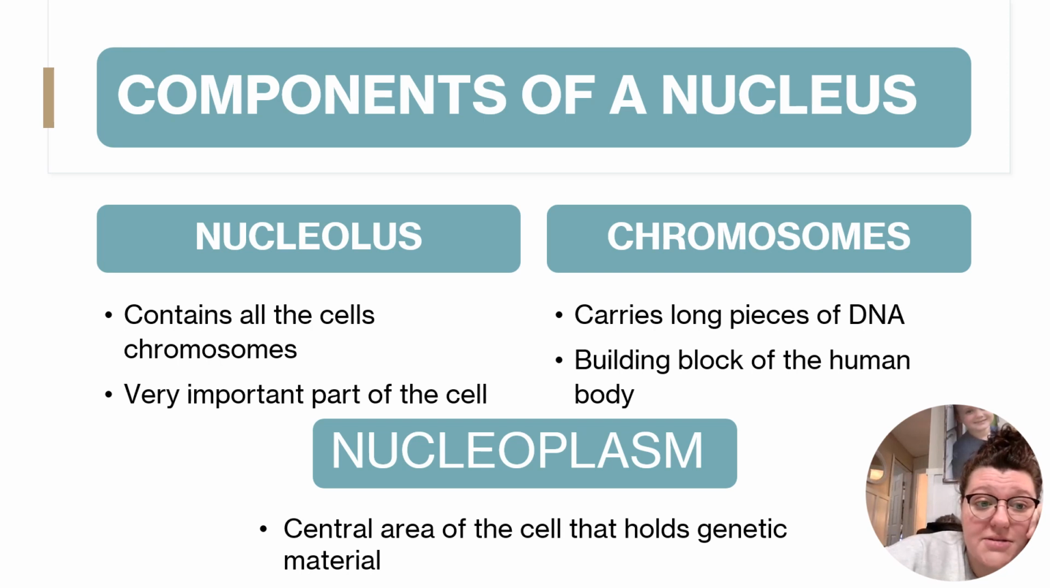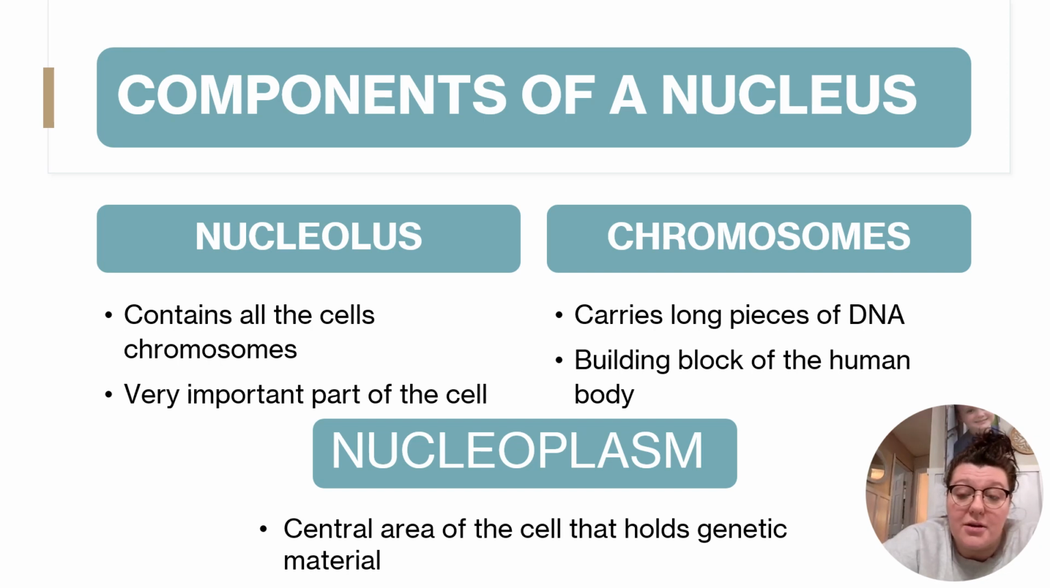Next we have the nucleolus, and this contains all the cell's chromosomes. And the nucleolus is actually a very important part of the cell. That's because chromosomes are the parts of the cell that carry our long pieces of DNA. And chromosomes are the building block of the human body. So that's why the nucleolus is so important, because it contains those chromosomes, which contain all that genetic material.